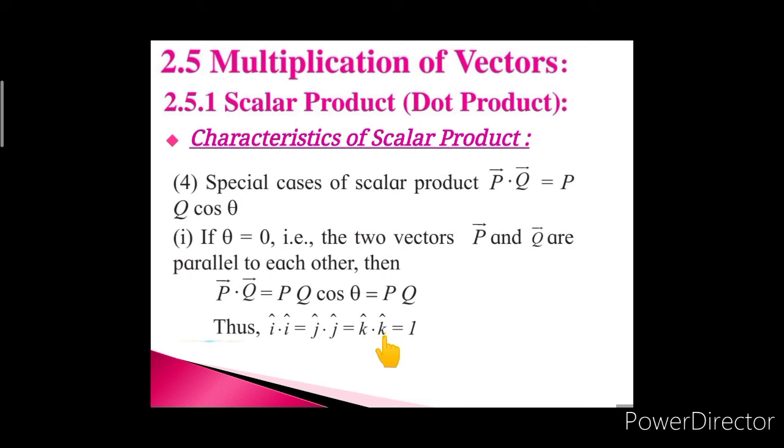The value of this i square, j square and k square will be obtained as 1. Here we are considering the magnitude only, so we write it as 1. Similarly, we take the value of j square as 1 and the value of k square as 1 in magnitude.